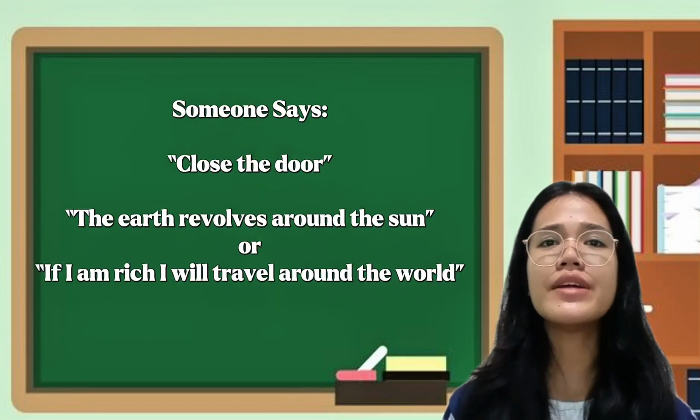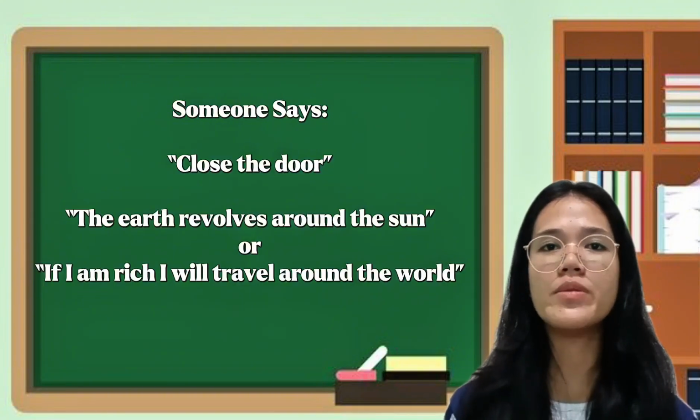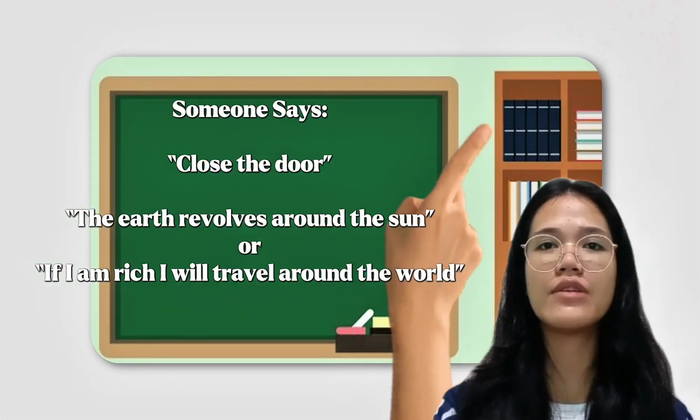Have you ever heard someone say, "Close the door," or maybe "The earth revolves around the sun?" Or even, "If I were rich, I would travel around the world." These sentences may look different because they express different purposes. Some sentences express facts, some give commands, while others express imaginary or hypothetical situations. And these different purposes are called verb moods.